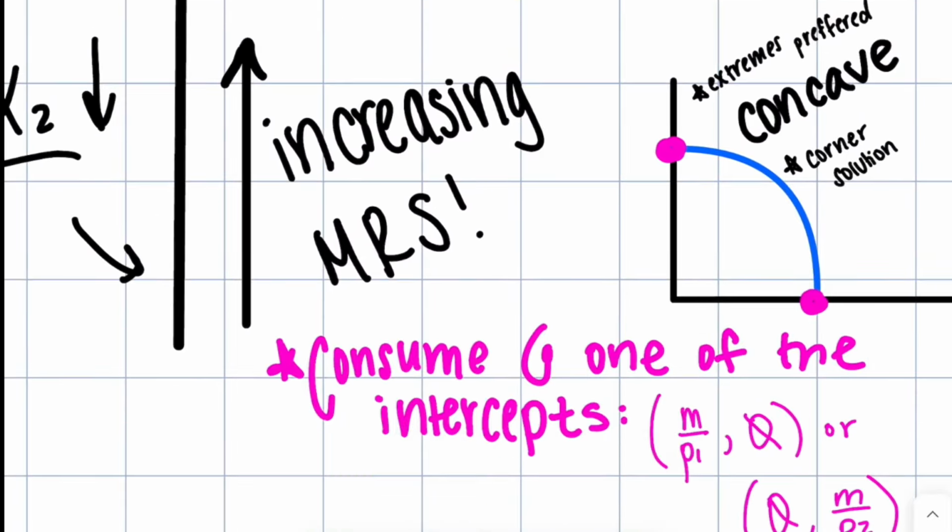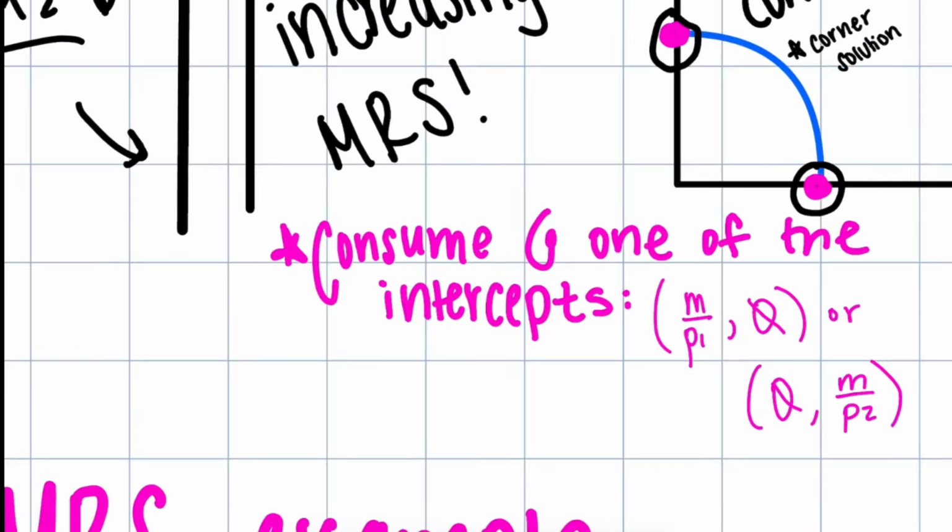If it's an increasing MRS, it's the exact opposite, where we have extremes preferred to averages, meaning we want these corner solutions, and we have this concave shape. This means we want to consume at one of the intercepts, either m over p1, 0 or 0, m over p2, kind of similar to perfect substitutes.